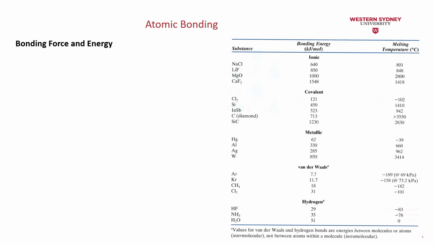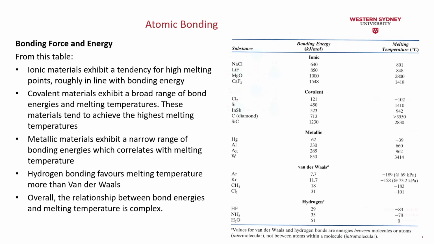So here we're going to discuss the bonding force and the energy. You can see in this table, the first column is about the substance, the second one is the bonding energy, and the last one is the melting temperature.